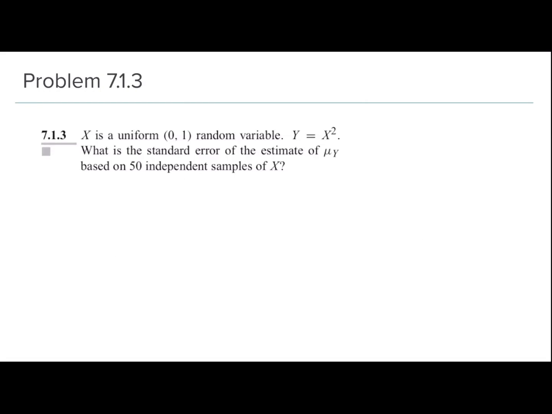Right, so let's move forward to the next problem, which is problem 7.1.3. The question says X is a uniform random variable with parameters 0 to 1, and Y is equal to X square. What is the standard error of the estimate of mu Y based on 50 independent samples of X? So we're given a random variable X distributed uniformly between 0 and 1, and Y is equal to X square, and we have to find the standard error of the estimate of mu Y based on 50 independent samples of X.